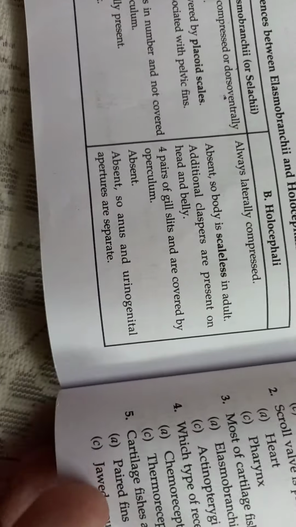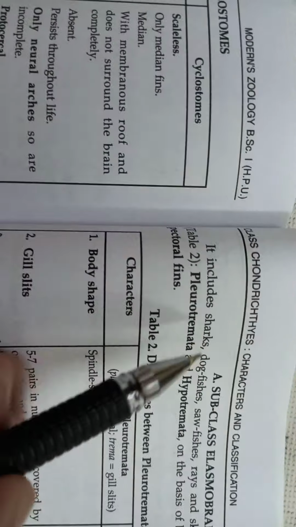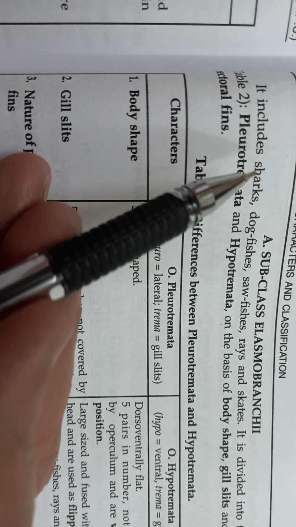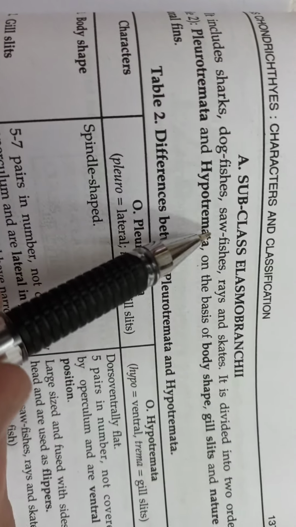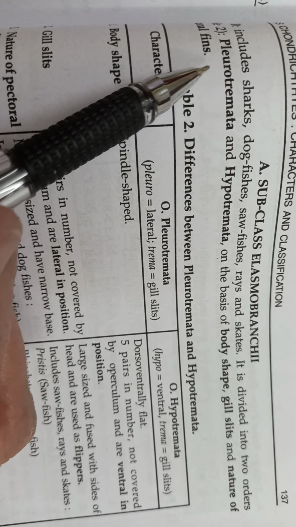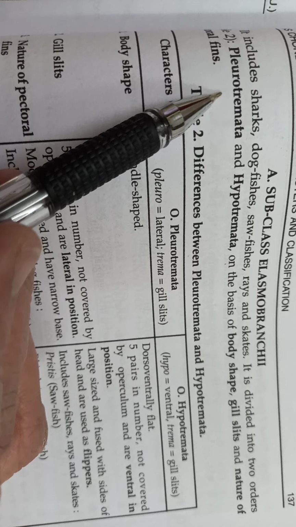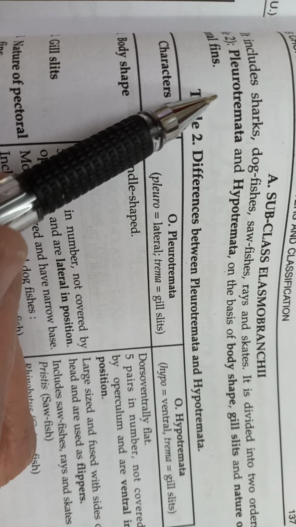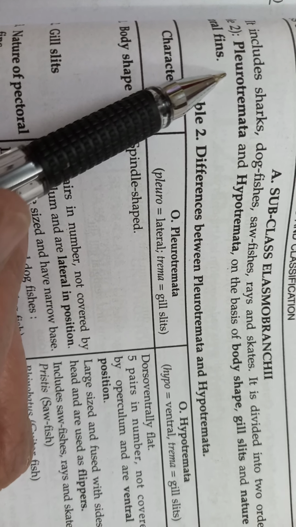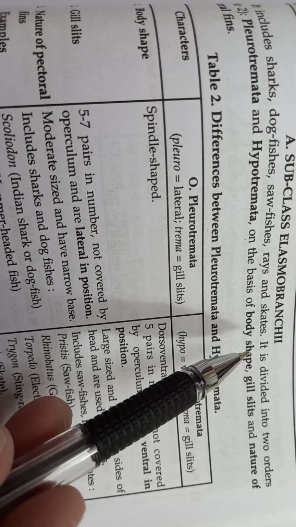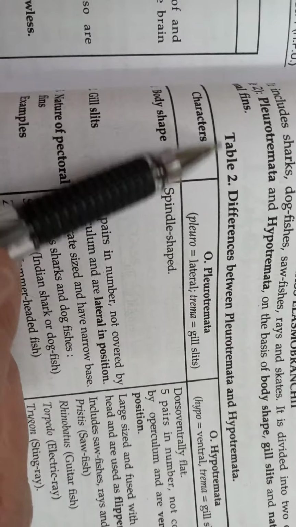elasmobranchi. Now coming to the first subclass, the elasmobranchi, in detail. As I just told you, this includes the sharks, dogfishes, sawfishes, rays, skates, etc. It is further divided into orders, because in chordates we have to reach up to the order. So we have the first order Pleurotremata and the Hypotremata, and this classification is based upon their body shape, the gill slits, and the nature of the fins.